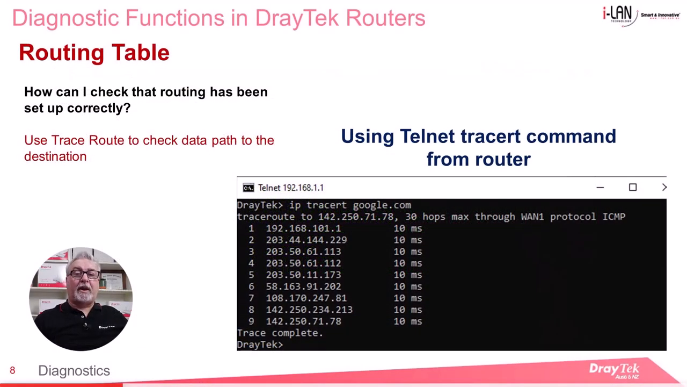Another way to do a traceroute is to use a command prompt to telnet to the router or use the router CLI and then run the IP traceroute and IP route status commands. Note that Windows 10 and 11 don't have the telnet client installed by default, but it isn't difficult to install. I'll include a link below with instructions on how to do it.